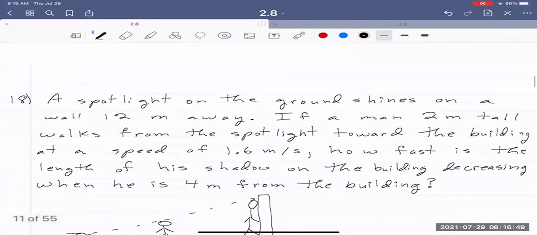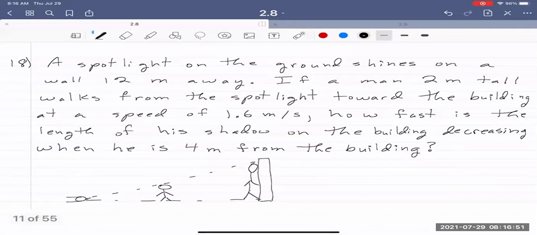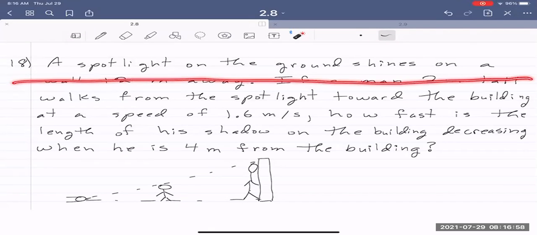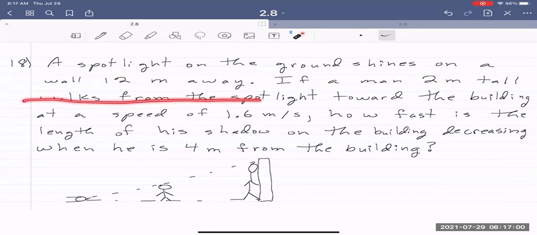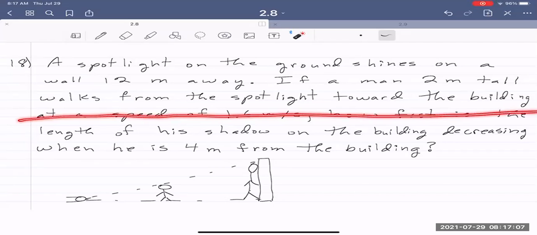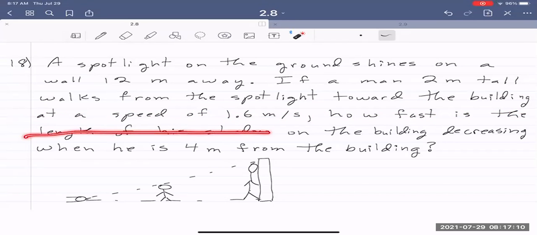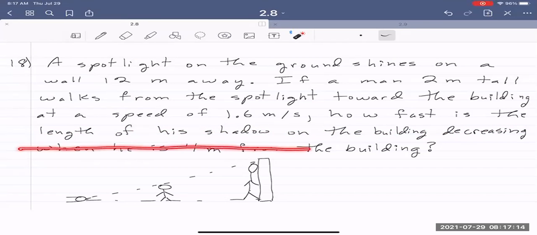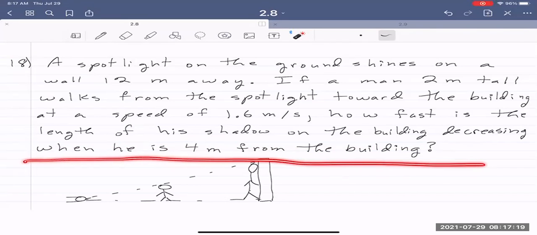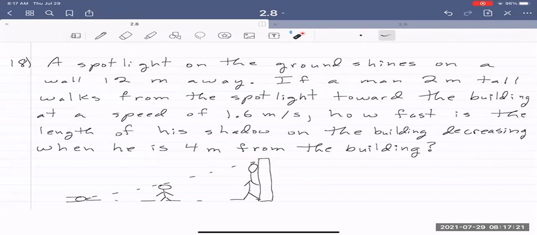Okay. Let me do problem number 18. A spotlight on the wall shines on a wall 12 meters away. If a man 2 meters tall walks away from the spotlight towards the building at a speed of 1.6 meters per second, how fast is the length of his shadow on the building decreasing when he is 4 meters from the building?